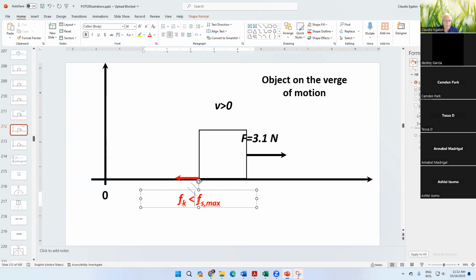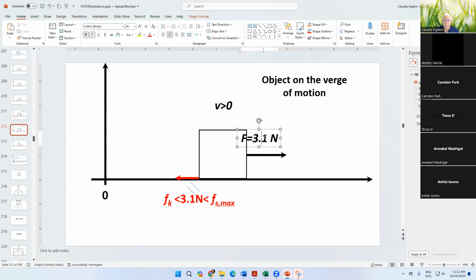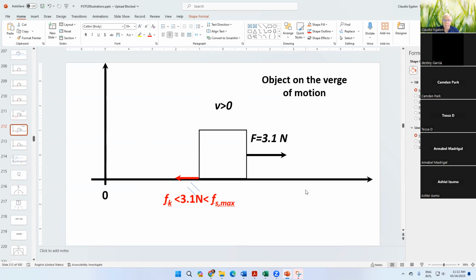Which is less than 3.1 newtons and also less than the value of... So okay, force of friction is always greater than force of kinetic, right? No, exception. Wait a minute. The maximum value of the force of static friction is always greater than the force of kinetic friction. That's the right way of spelling that out.